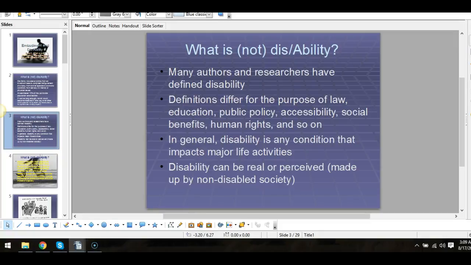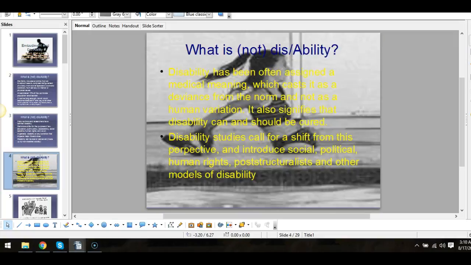Many authors and researchers have defined disability. Definitions differ for the purpose of law, education, public policy, accessibility, social benefits, human rights, and so on. In general, disability is any condition that impacts major life activities. Disability can be real or perceived, made up by non-disabled people.